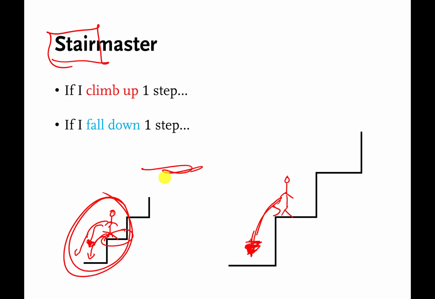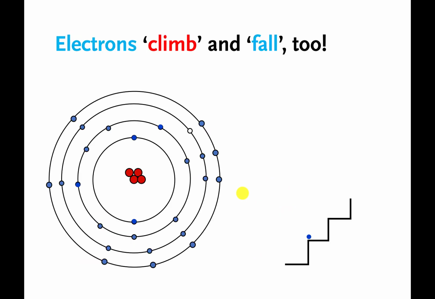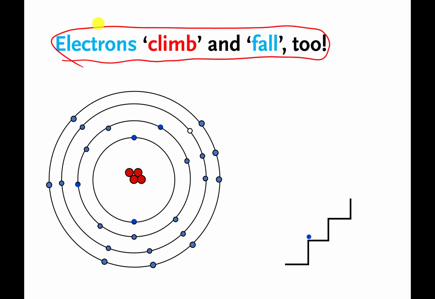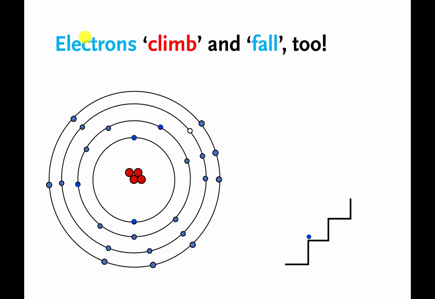Different colors of light releasing different amounts of energy, or having different amounts of energy, and climbing up and falling down steps requires energy, and you release energy. So what does this have to do with atoms? Well, the electrons in atoms can climb and fall too. And this part is the lie, although there's some truth here too.